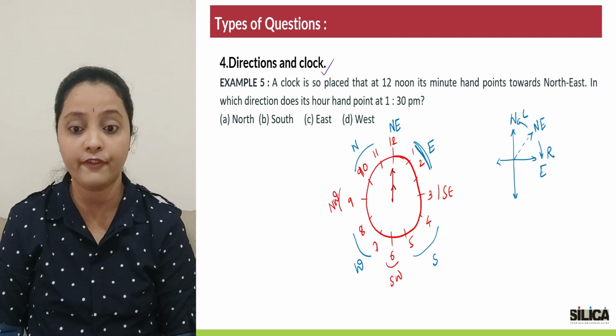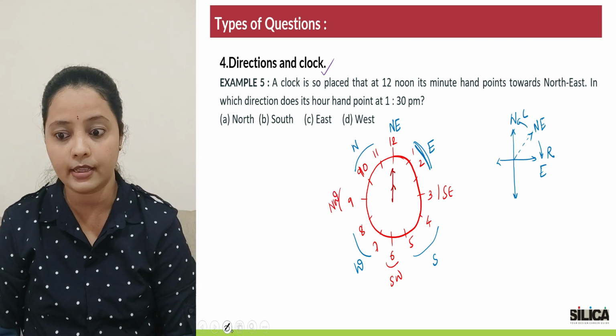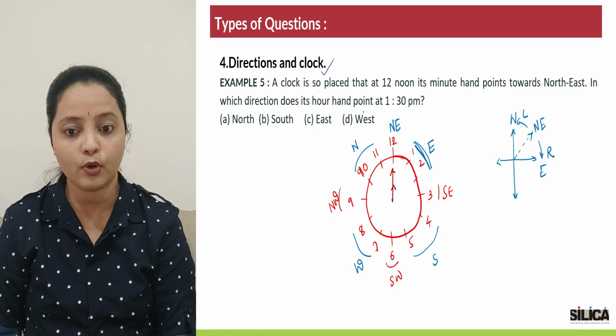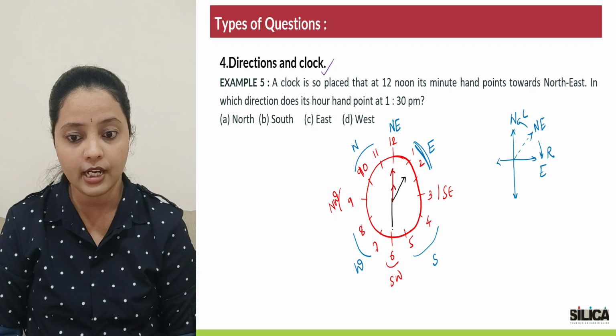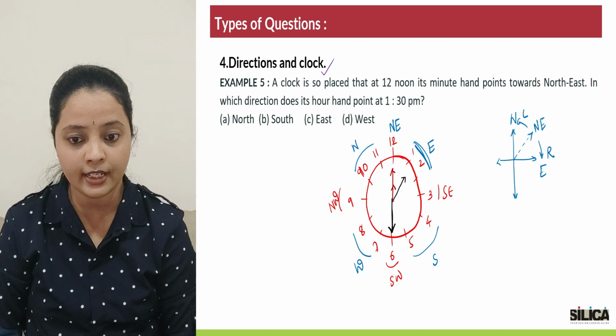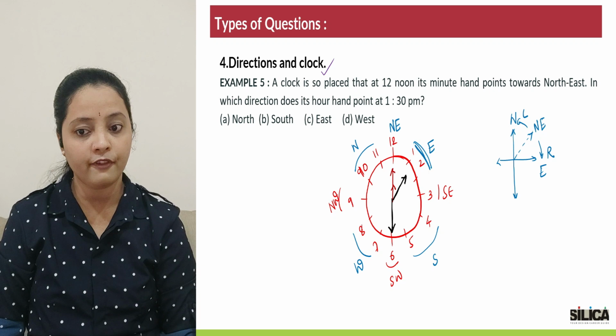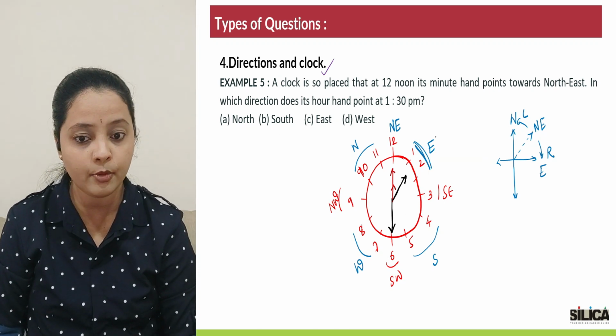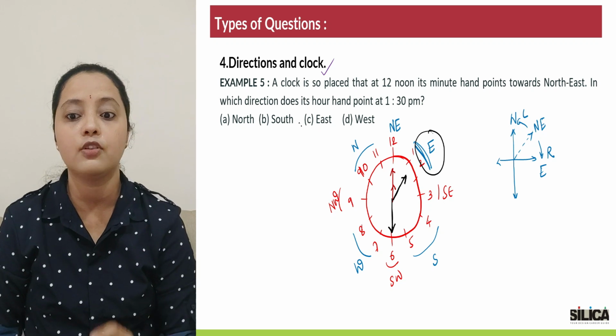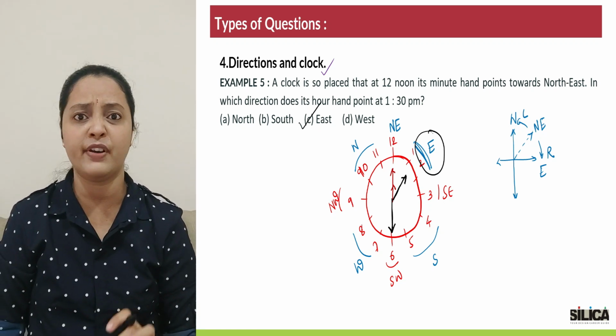Now what am I supposed to find? They tell me that when the time shown in the clock is 1:30, your hour and minute hand would be these black arrows that I have drawn, right? So at 1:30 they are asking you, where is your hour hand pointing? Where do you see the hour hand pointing? It's pointing towards east. So your answer would be option C, a very convenient one.